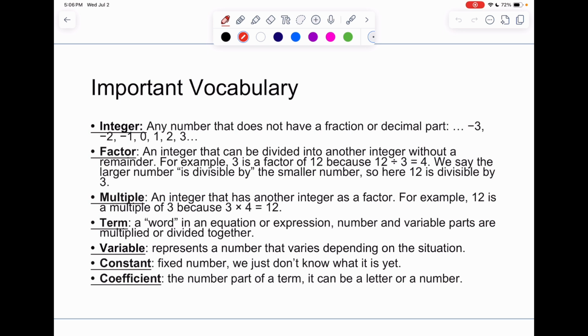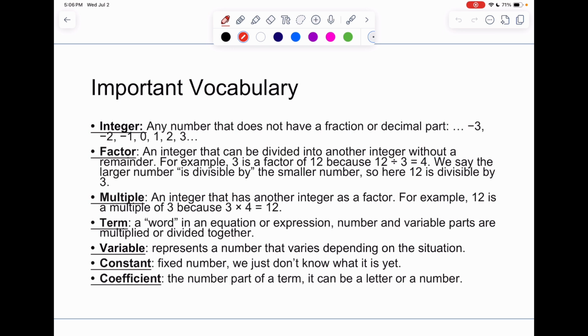A factor is an integer that can be divided into another integer without a remainder. It's something that can go into another number. So 3 is a factor of 12 because 3 goes into 12 4 times. 1, 2, 3, 4, 5, 6, 7, 8, 9, 10, 11, 12. So we can say the larger number is divisible by the smaller number. So here 12 is divisible by 3 because 3 is a factor of 12.